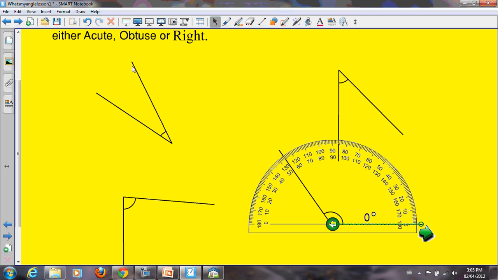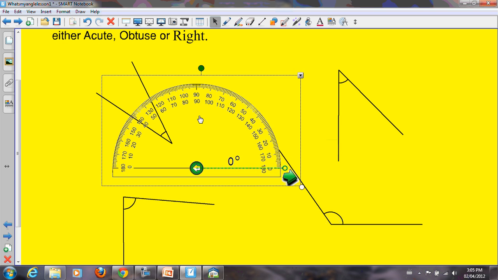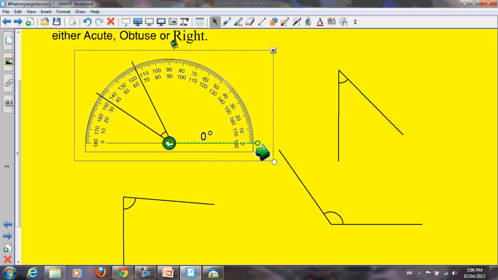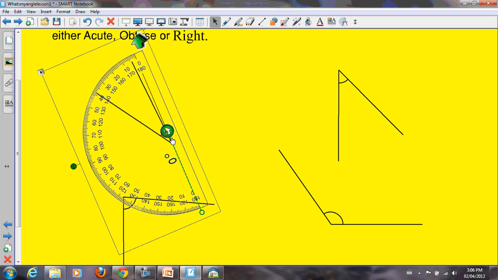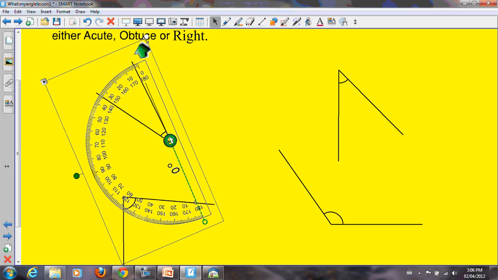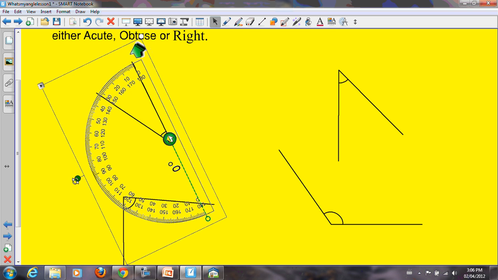For this one, you might want to rotate a little bit in order to get it just right, but if I rotate it up like that, I can see that this one is approximately, starting at 0, about 32 degrees.